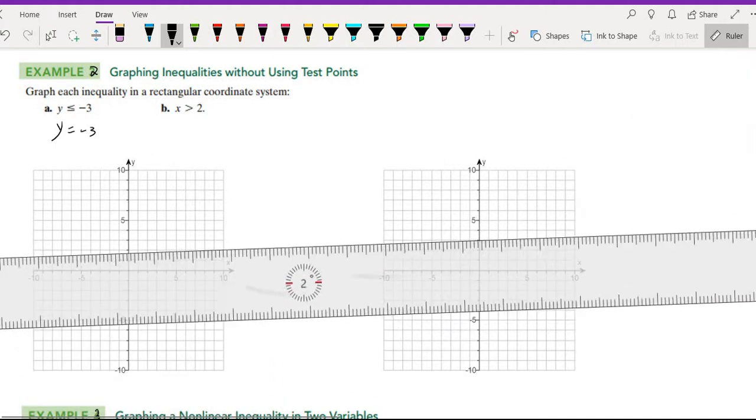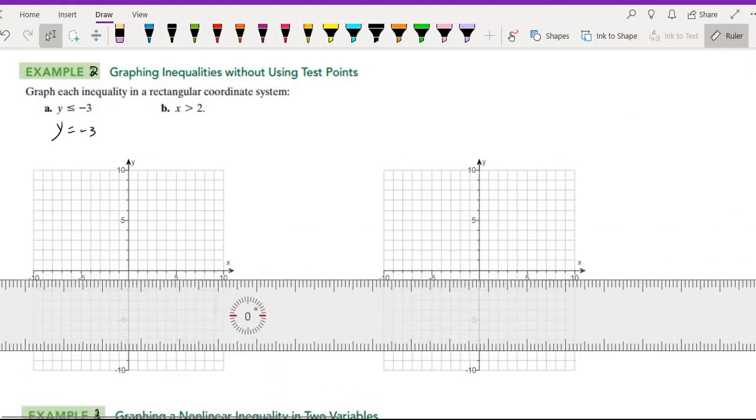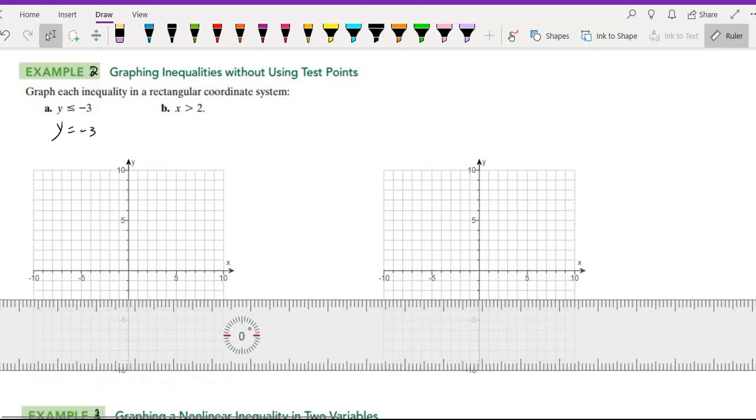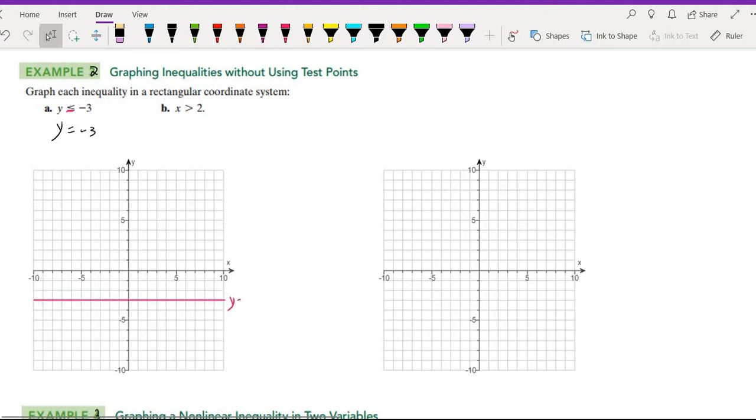So let's go ahead and get a ruler. So where is negative 3? It's right here. Okay? So then we also have to check, is it a solid line or a dashed line? Because we have this equal sign in there, this must be a solid line. So that is my y equals negative 3. Okay, that is our line.